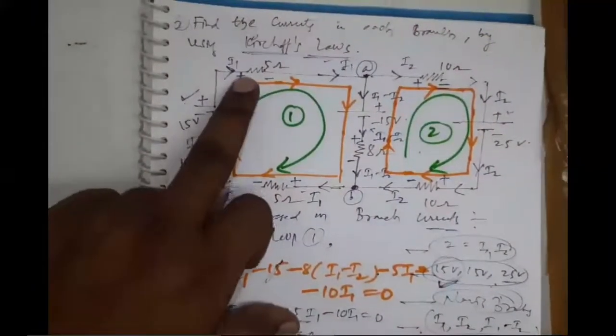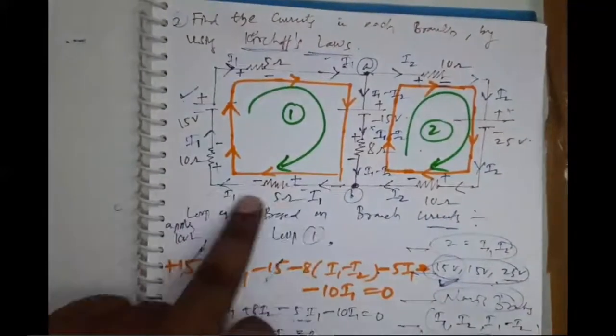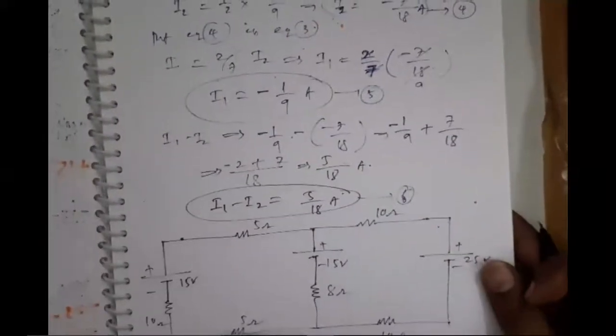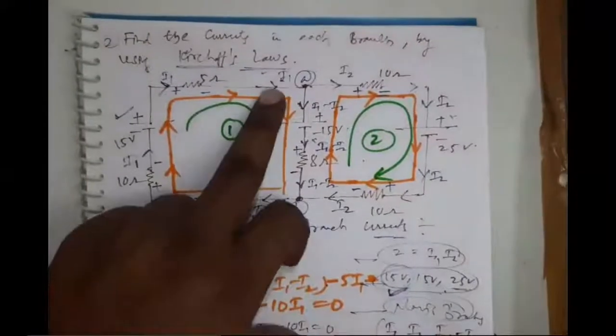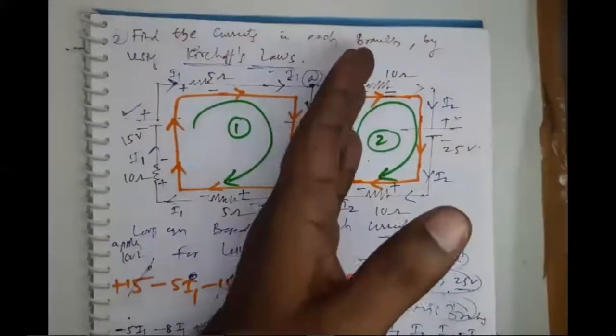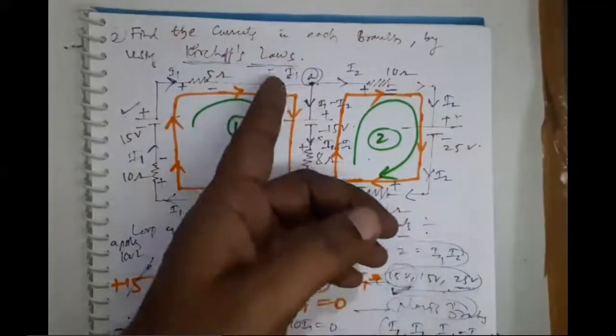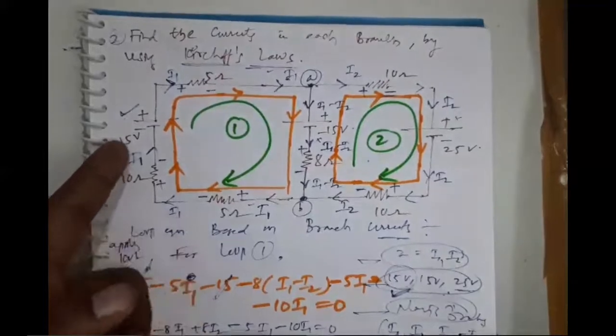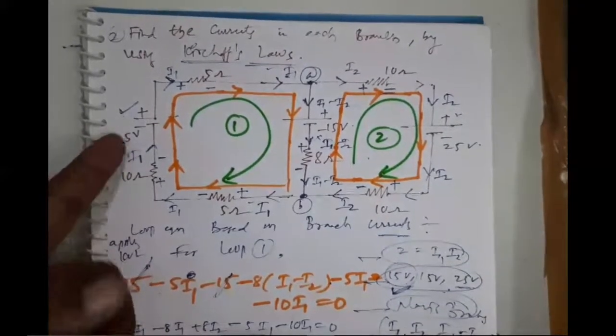15, 5, 15, 10, 5, 8, and 10, 10, 25, and 10, right, correct. So here, the directions are as per your assumptions, from left to right. Why the directions? You choose based on considering this 15 volts battery source.